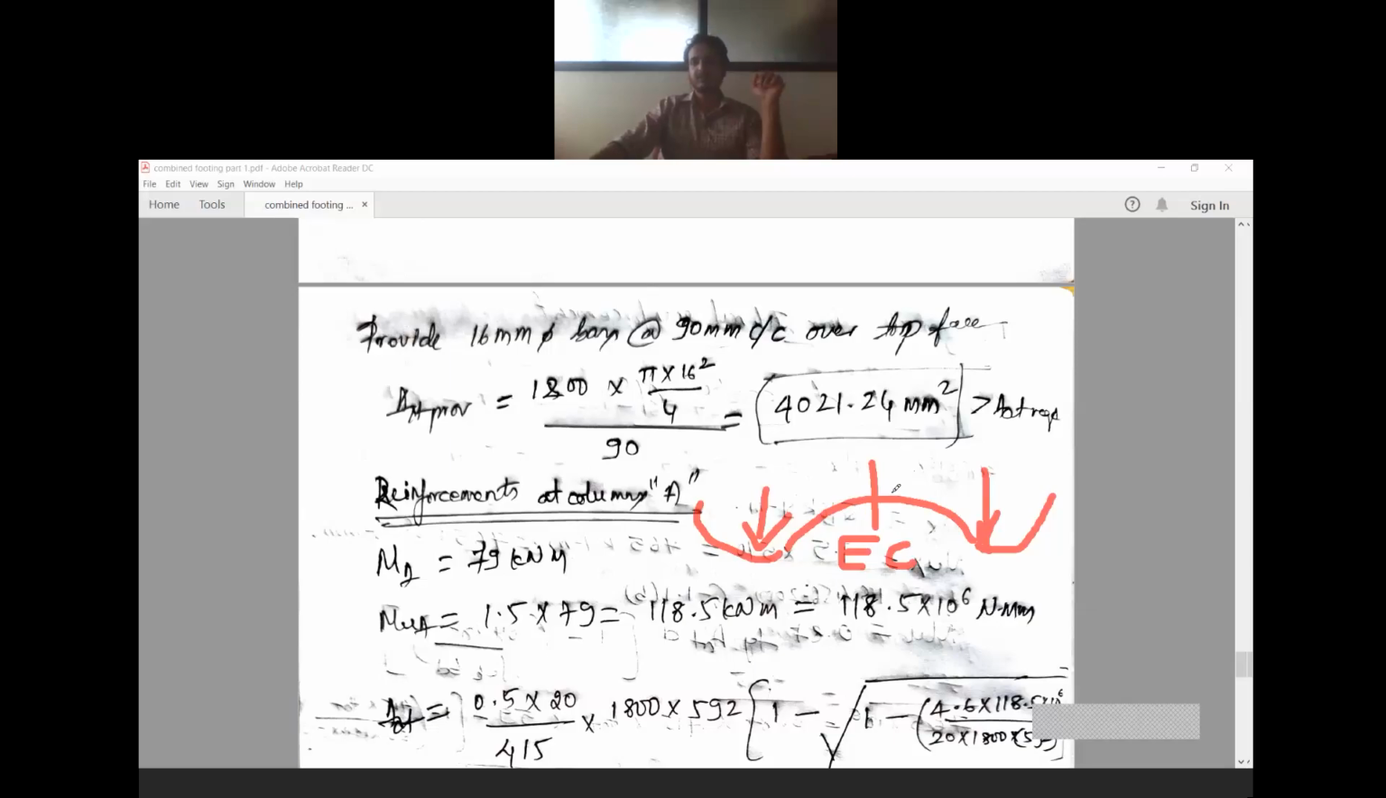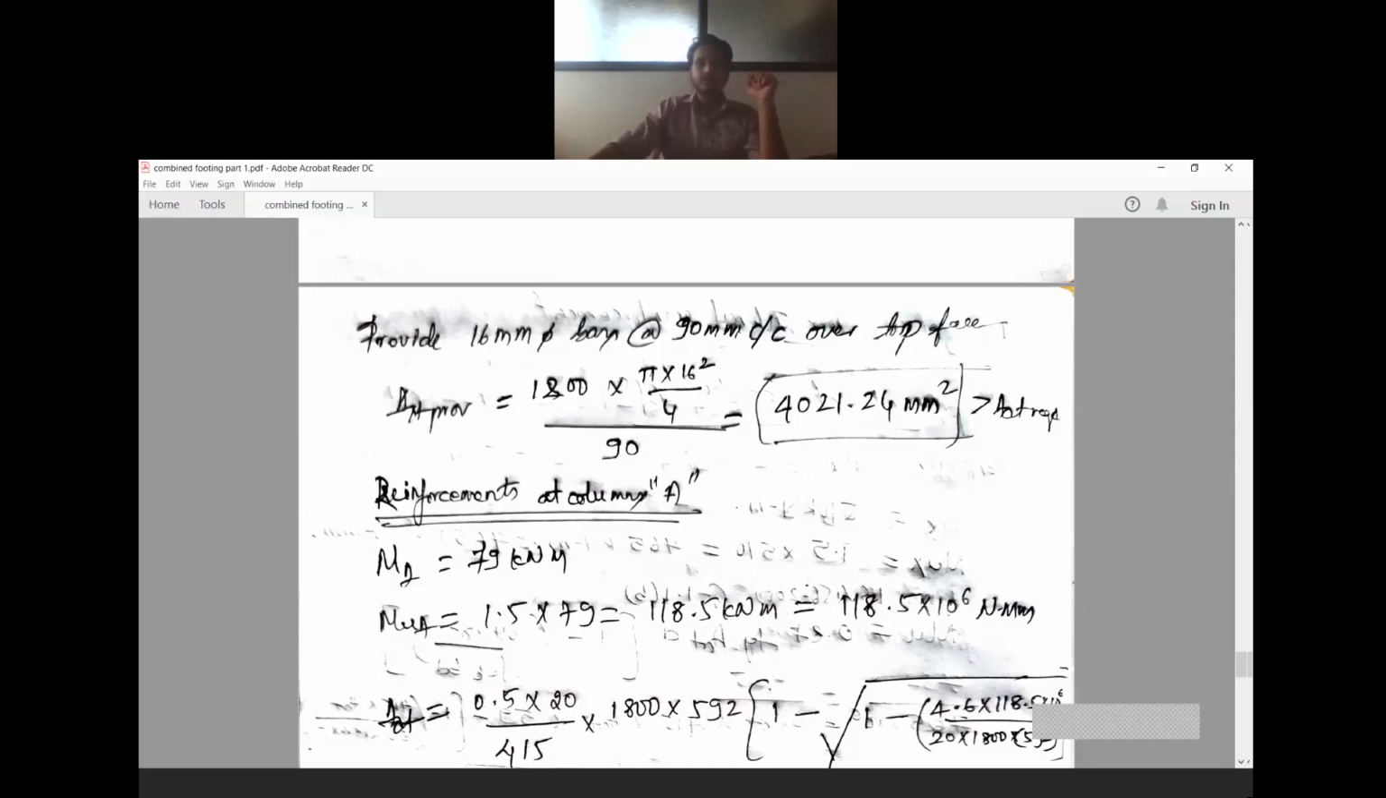So whenever there is a tension, at the central portion, the tension reinforcement should be provided at the top. At the column faces, you have to provide the main reinforcement at the bottom. So these are the basic considerations. At the tension side, we will provide the reinforcement.